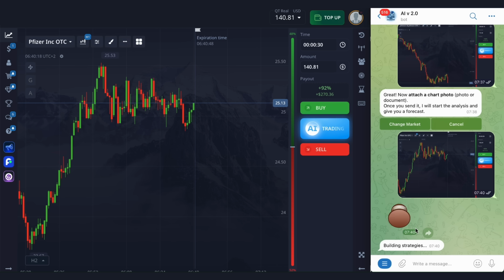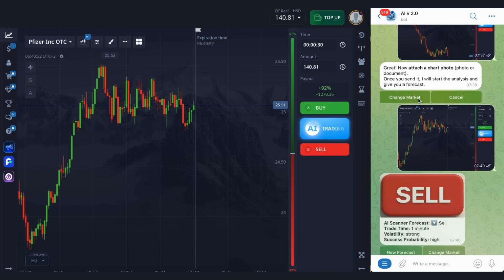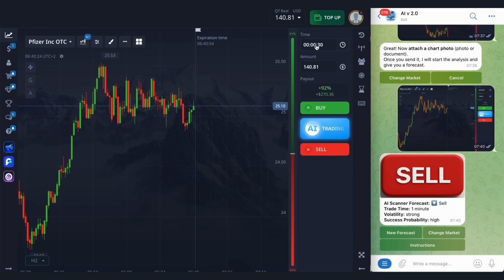It's building strategies and it's studying candlesticks. And what is it gonna be, people? We're gonna hold on and see, and it is gonna be a 1-minute sell. Setting my timer on 1 minute and executing a sell order on this trade, people. We're gonna hold on tight and see how this is gonna play out after a 60 seconds waiting time.